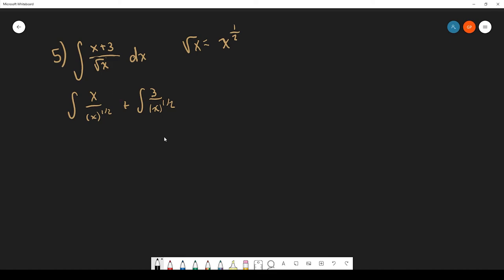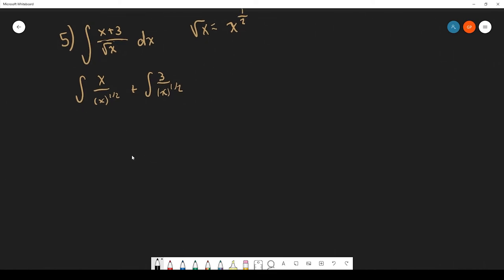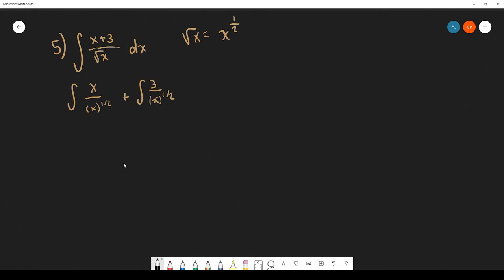Now I'm going to simplify this further before applying the reverse power rule. When I'm dividing exponents, I can actually subtract them. So this part will simplify to the integral of x to the 1/2 power. On the right hand side, it isn't so easy, but we can still simplify it by raising it and making the exponent negative. So it will be the integral of 3 times x to the negative 1/2.